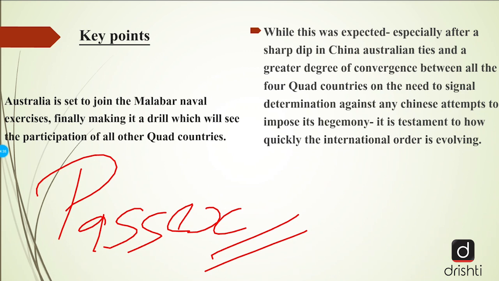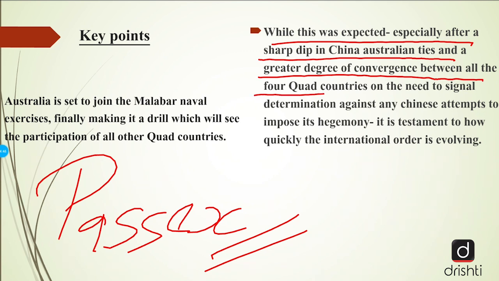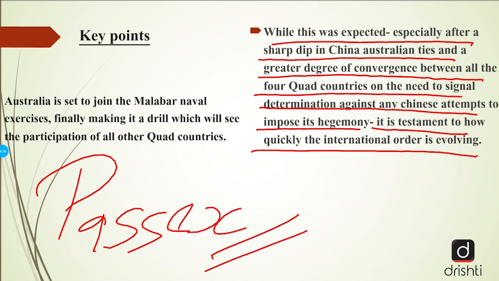for the first time. Okay, so while this was expected, especially after a sharp dip in China-Australian ties and a greater degree of convergence between all the 4 Quad countries on the need to signal determination against any Chinese attempt to impose its hegemony, it is a testament to how quickly the international order is evolving. Now, it is to be noted that people actually started expecting this move when the relations between China and Australia started taking a dip. And after a greater convergence since 2017 between the members of Quad nation, that is India, Japan, United States of America and Australia, it was seen that at one point in the future, these countries jointly will go for such an exercise.